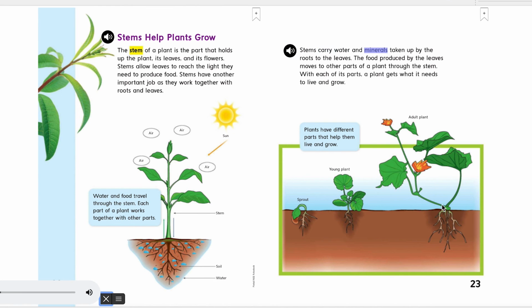Stems carry water and minerals taken up by the roots to the leaves. The food produced by the leaves moves to other parts of a plant through the stem. With each of its parts, a plant gets what it needs to live and grow. Plants have different parts that help them live and grow.